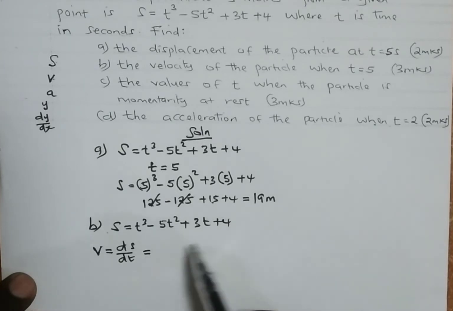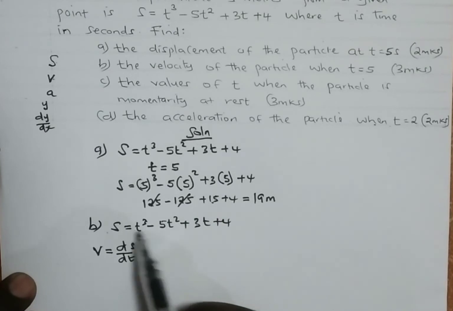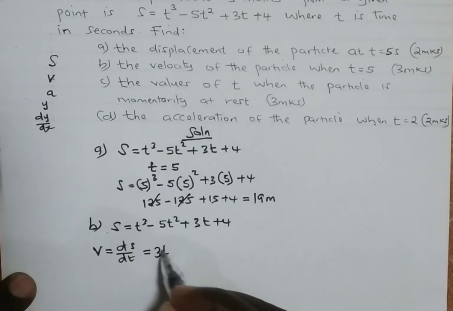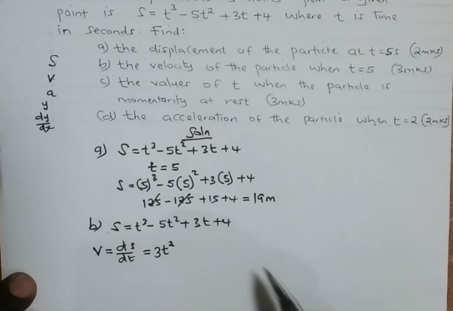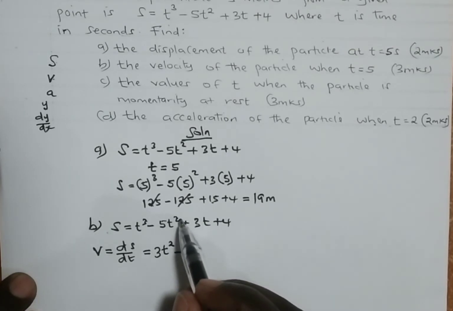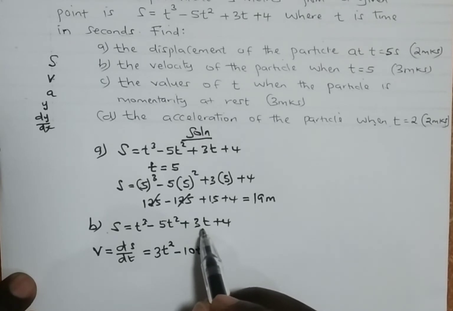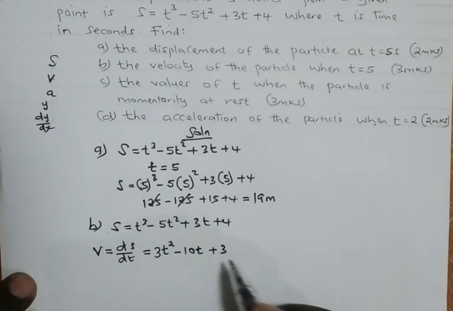When we are differentiating, 3 comes down so that we get 3t, then you less 1 from the power and we remain with 2. Then we differentiate minus 5t squared. You bring 2 down so that you multiply with 5, and we are going to have minus 10. Then you less 1 from the power, and we have t power 1, or simply t. Plus, you differentiate 3t, you get 3.